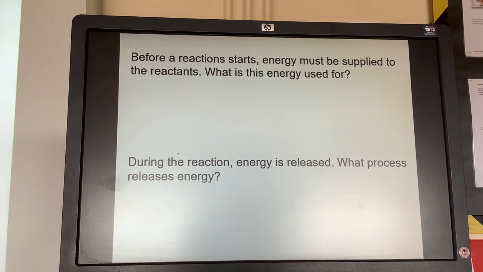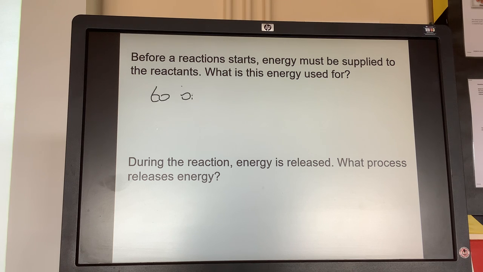Now we said, before a reaction starts, energy must be supplied to the reactants. The reactants are the things that we have at the start of a reaction. For the reaction to even start, we have to put energy in. What do you think that energy is going to have to do to the reactants? We've done topics on bonding, the different types of bonds, but all our reactants are bonded together. If we're going to make them react, we're going to have to break the bonds in the reactants. So before a reaction starts, energy must be supplied to the reactants. What is this energy used for?